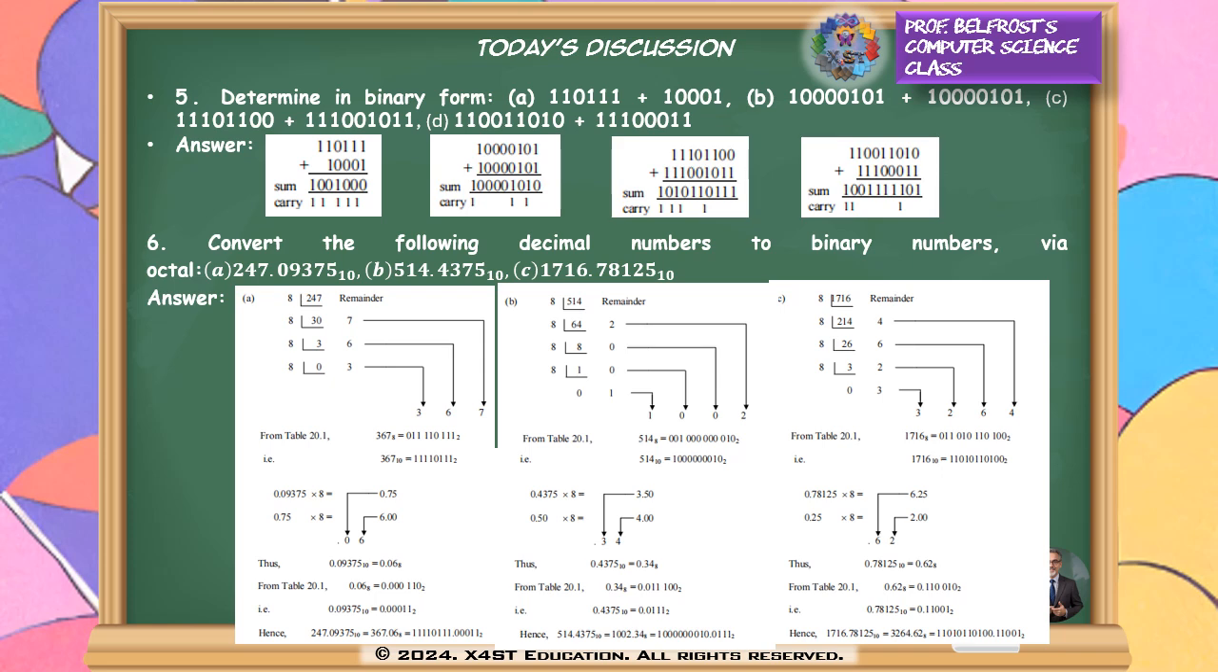I want you to disregard the row from table 20.1. I took the picture from the book, but actually you don't need it. This is just what I've taught you on how to solve this. So you keep repeating, dividing the integer part by 8, and for the fraction part you keep multiplying by 8 until you get the fractional part to be 0.00.